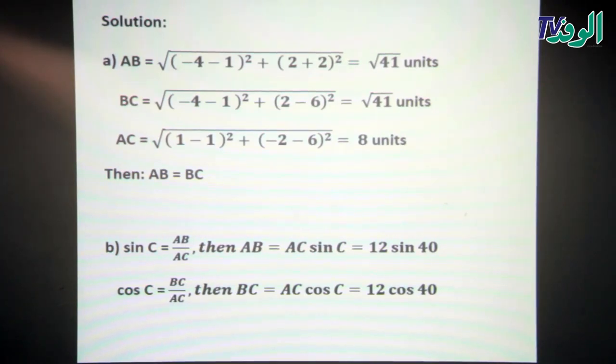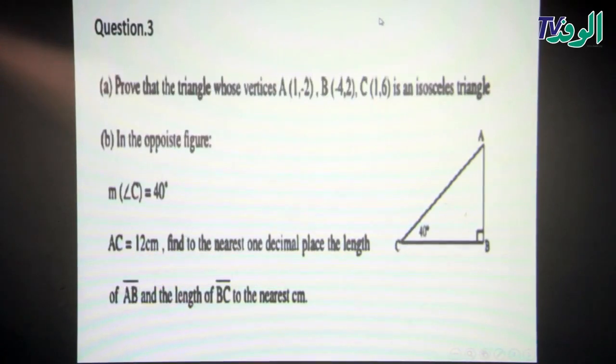AB equals the square root of negative 4 minus 1 to the power of 2. We apply the rule of distance. Plus 2 power 2, we can get root of 41. BC, negative 4 minus 1 to the power of 2 plus 2 minus 6 to the power of 2, equals root 41. Then the third side which is AC هنلاقيه طلع is same rule. يبقى AB equals BC يبقى it's an isosceles triangle.